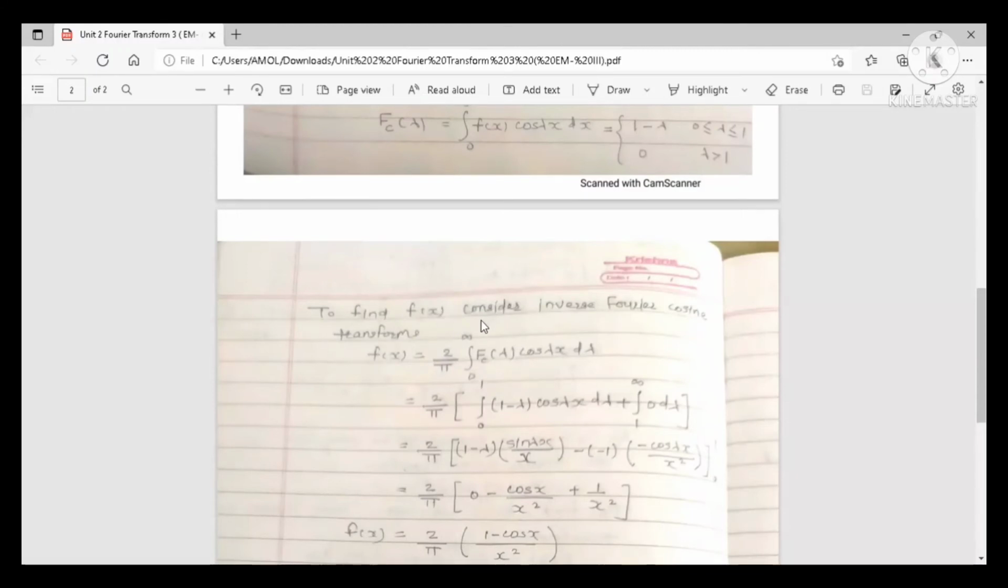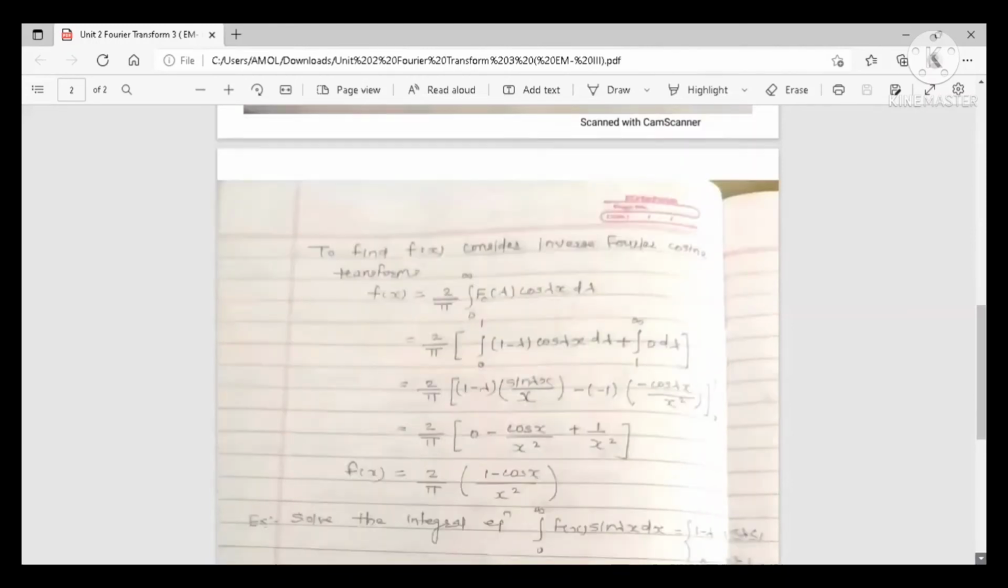Fc lambda means Fourier cosine transform, and it is defined in two intervals, from 0 to 1 and 1 to infinity. So 2 upon pi as it is, integration of 0 to 1, the function is 1 minus lambda. So put Fc lambda is equal to 1 minus lambda into cos lambda x d lambda, plus from 1 to infinity, the function Fourier cosine transform is 0. So the second integration is 0.